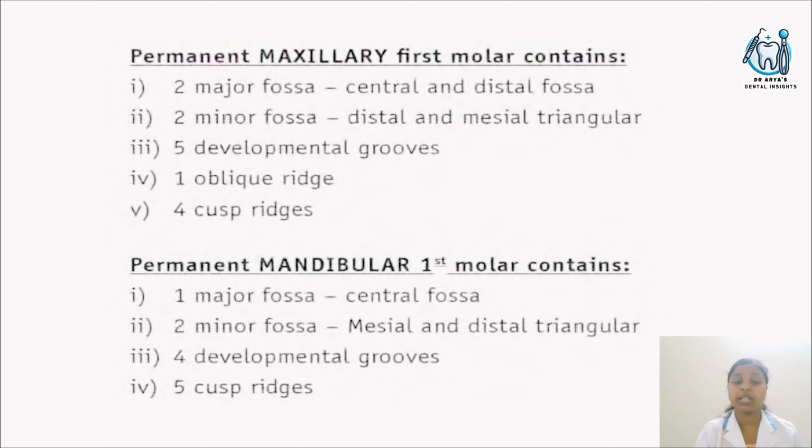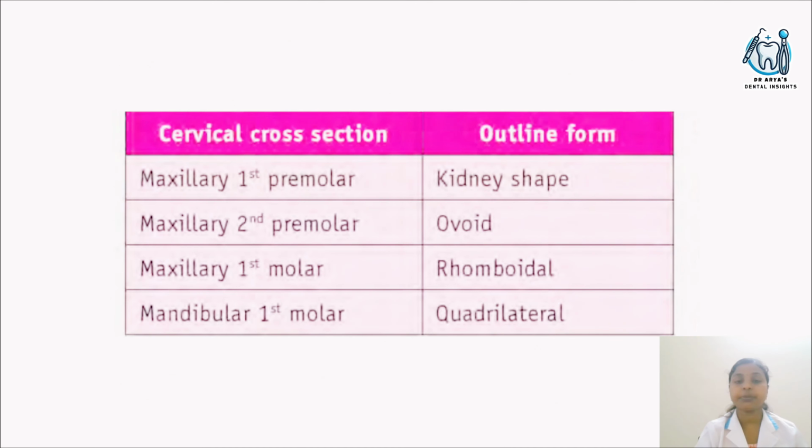Permanent mandibular first molar contains one major fossa, that is central fossa, two minor fossae, that is mesial and distal triangular, four developmental grooves and five cusp ridges. Then what is the outline form for these cervical cross sections? Maxillary first premolar, it is kidney shape. Maxillary second premolar, ovoid. Maxillary first molar, rhomboidal. And mandibular first molar, it is quadrilateral.